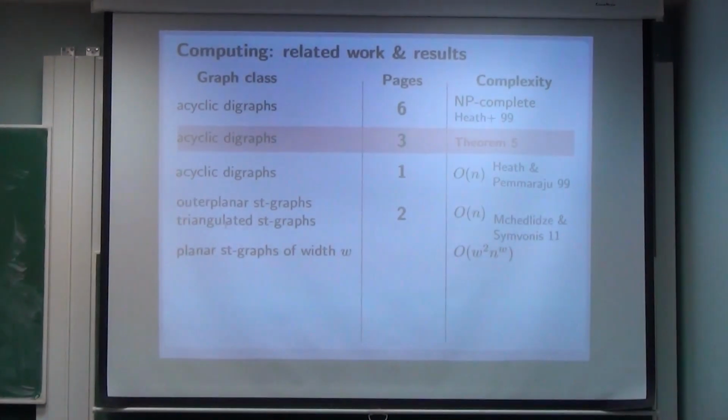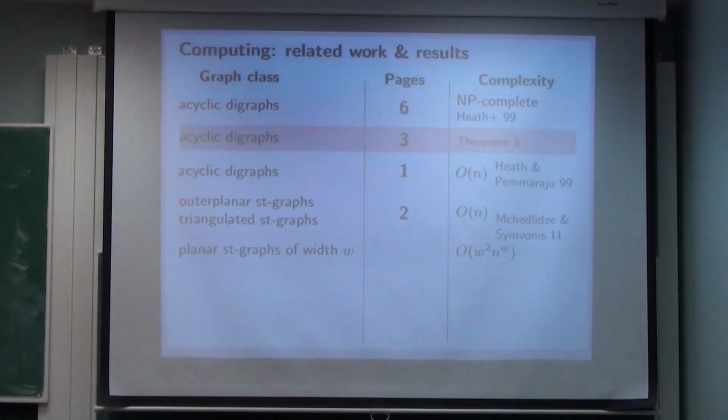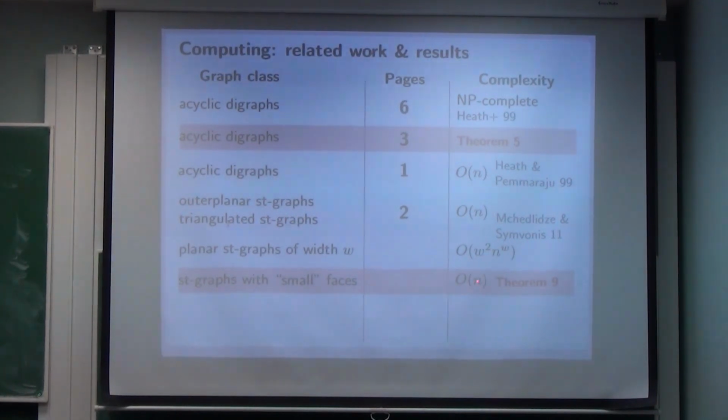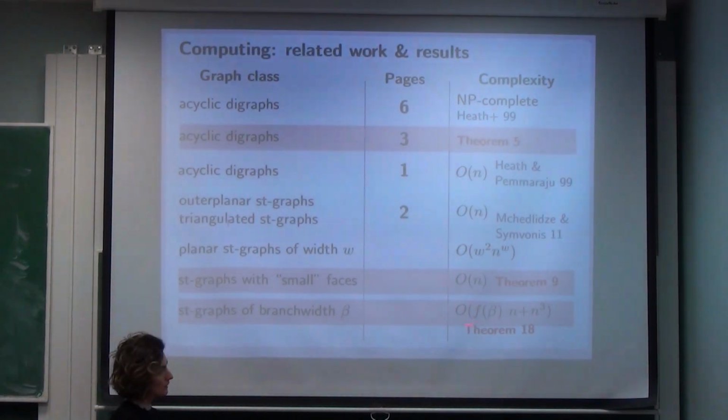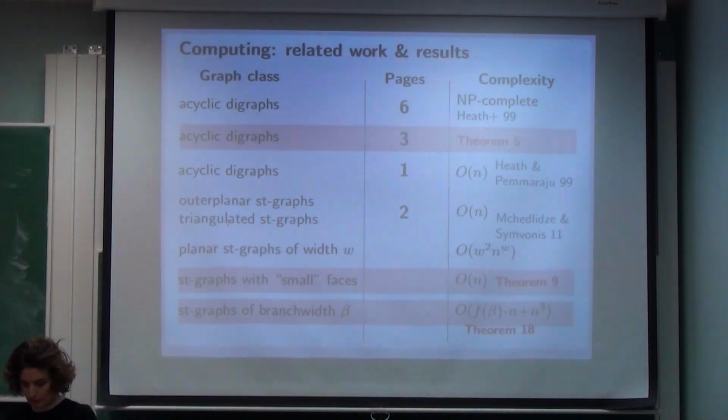This was work with my advisor during my PhD. And for ST digraphs with small faces, we can decide in linear time. I'm going to talk about that. These are the small faces; I will define them. And for ST digraphs of branchwidth beta, for these digraphs we can decide in this time as well, and I'm going to talk about this result later.